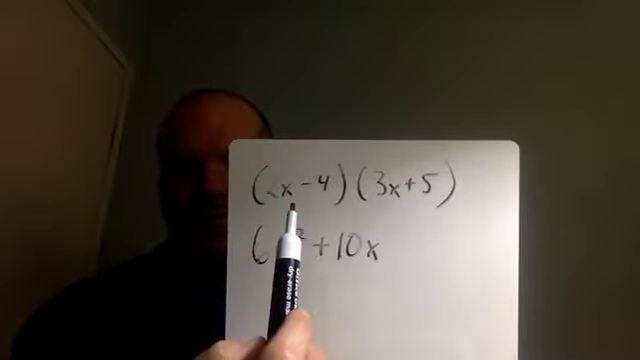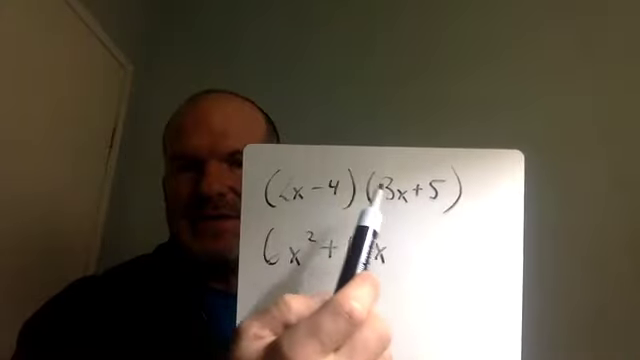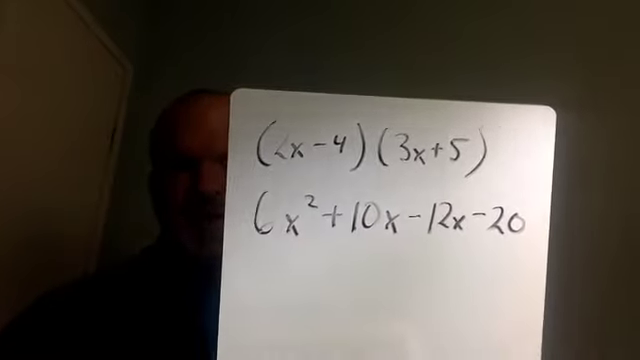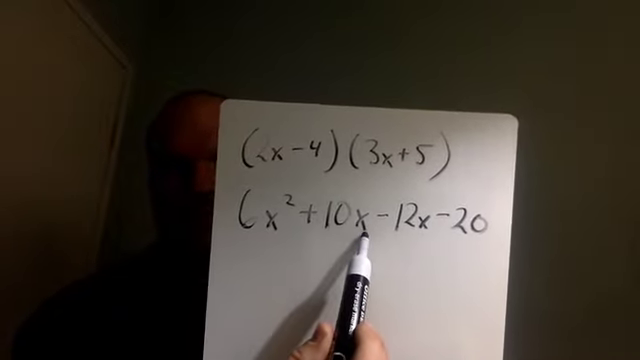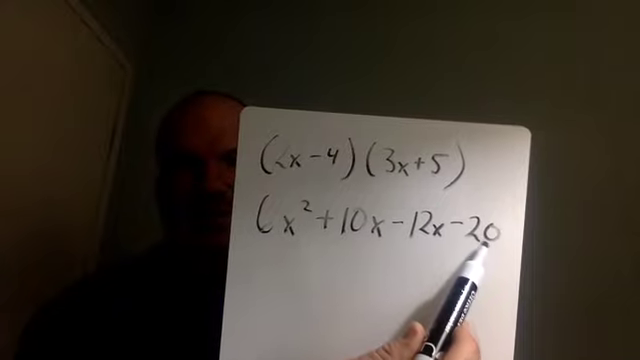Now I distribute the 4 through, but it's a negative 4. Don't forget that. So it's a negative times a positive, which is going to be a negative 12. So minus 12x and minus 20, because it's a negative 4 times a positive 5. So these first two terms is what I got when I distributed my 2x through, and these second two is what I got when I distributed my negative 4 through.